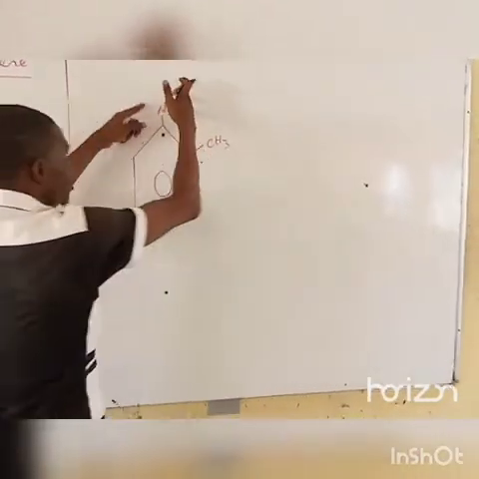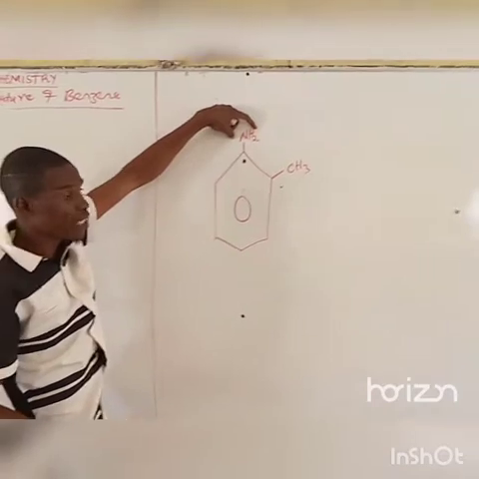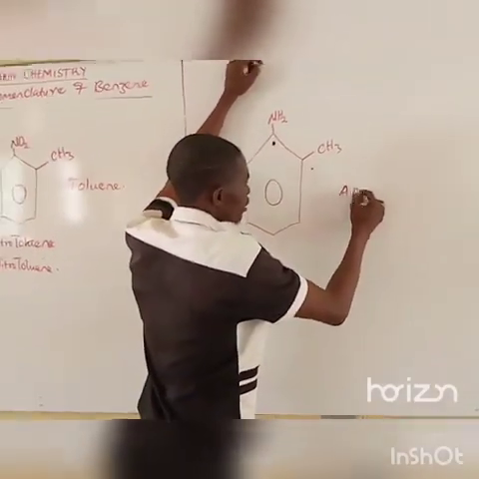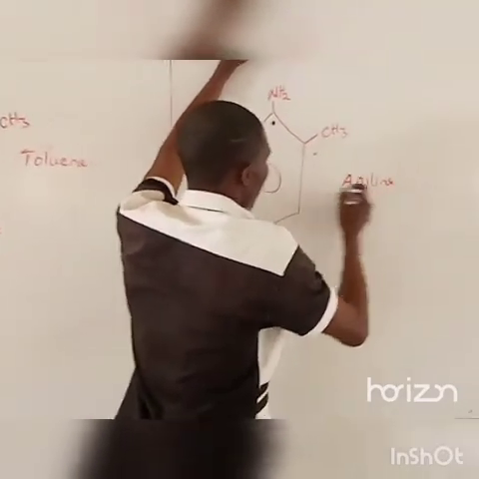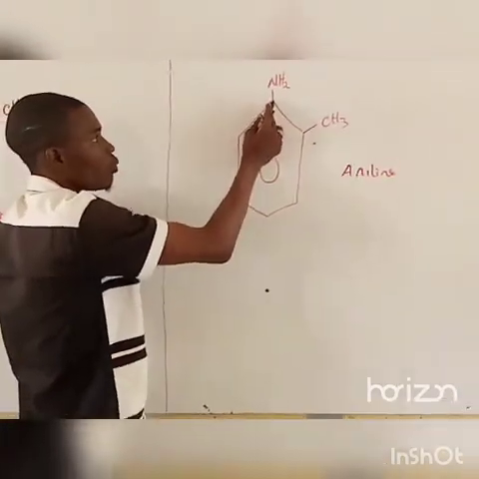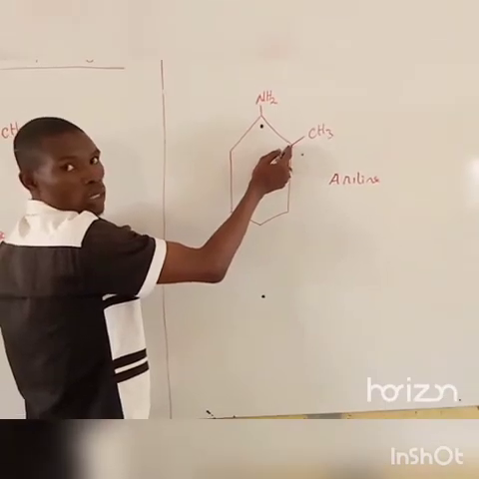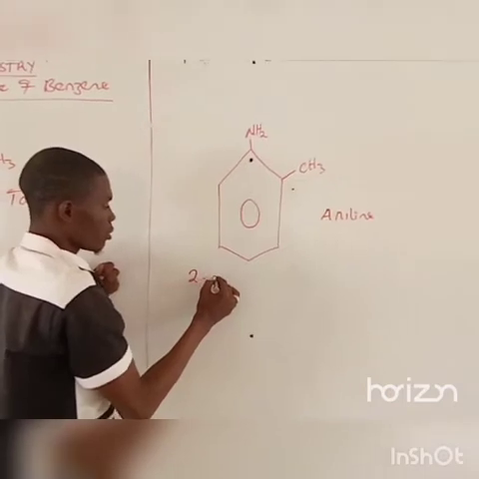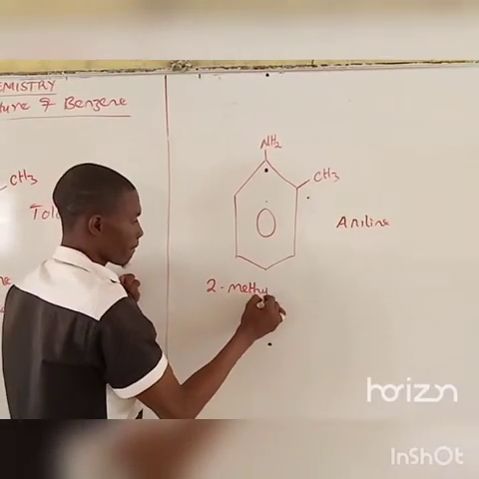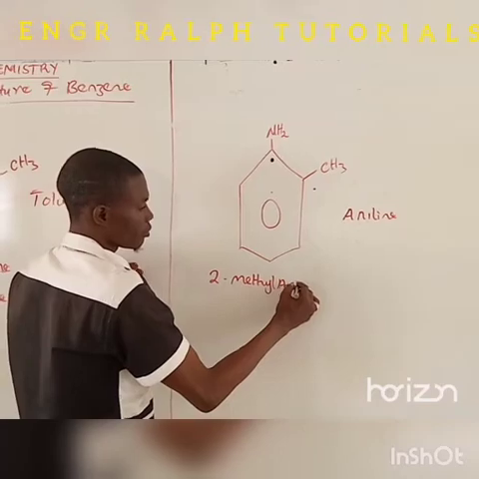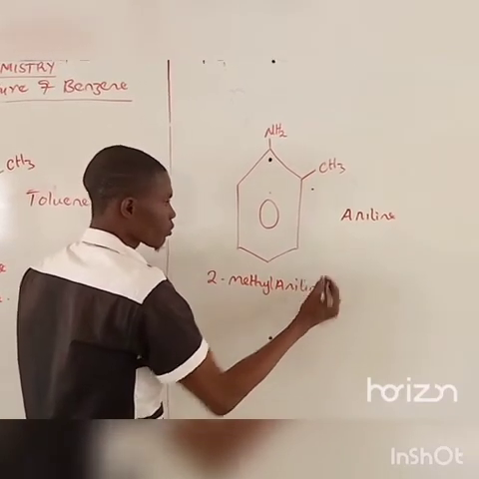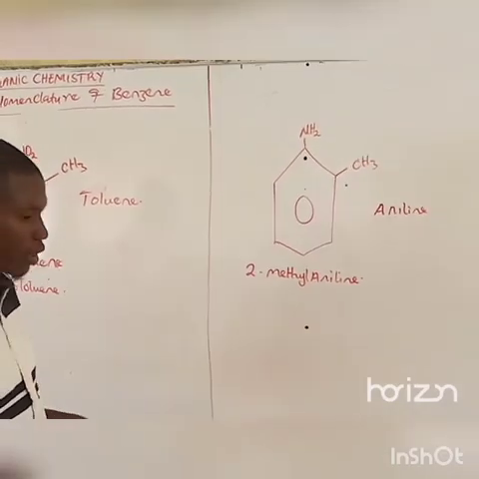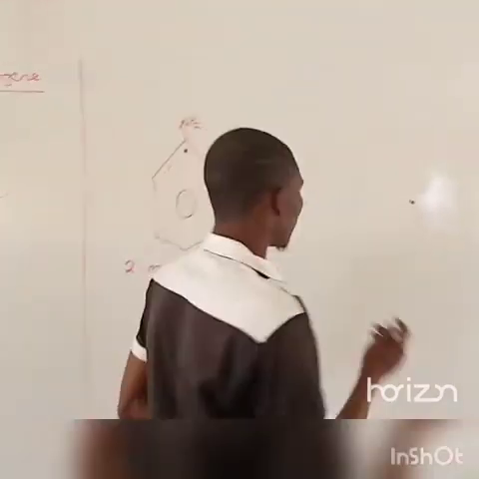Therefore, in this case, remember we said a benzene attached by NH2 is called aniline. So we say the parent name should be what? Aniline. And then we are starting our counting from here. 1, 2. This is 2-methyl. So we can say 2-methyl, then what? Aniline. 2-methyl aniline.